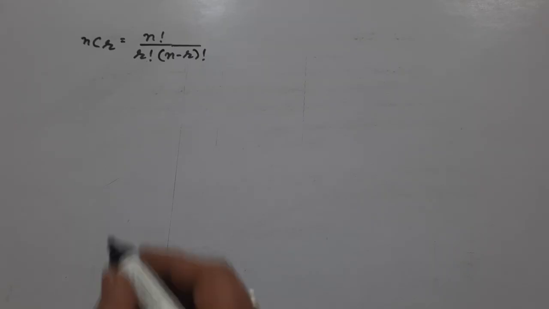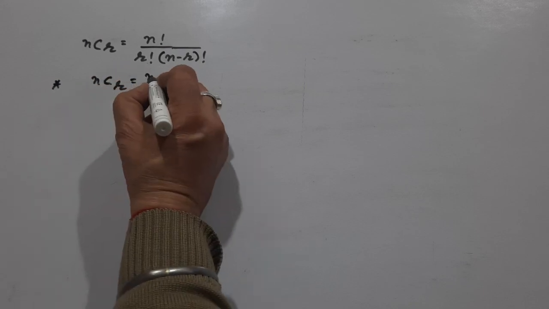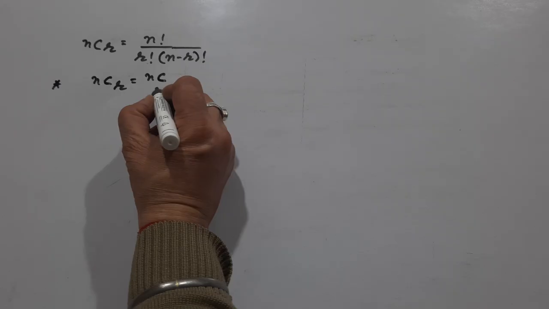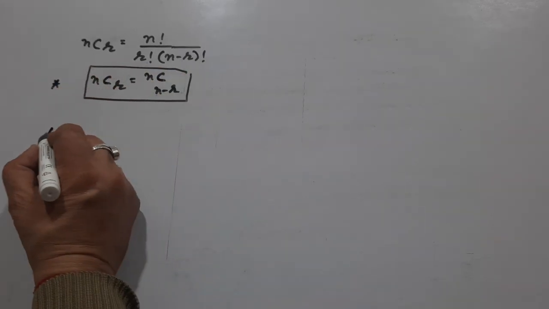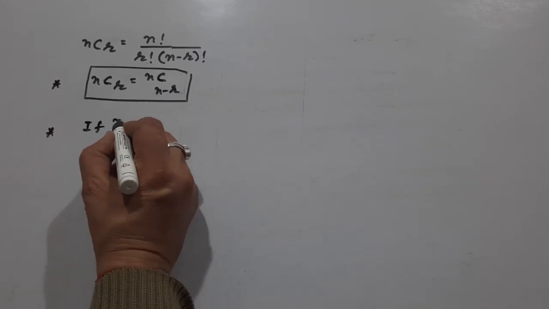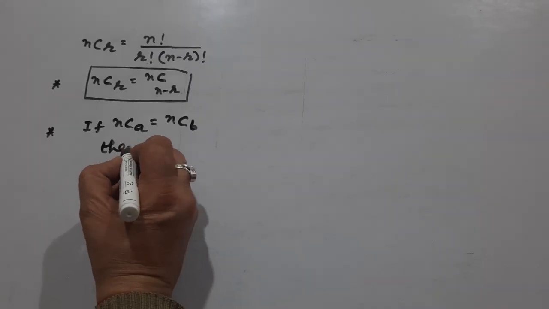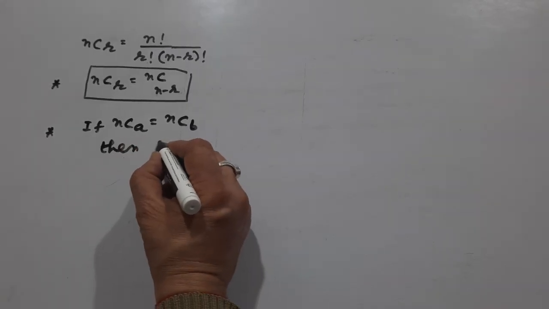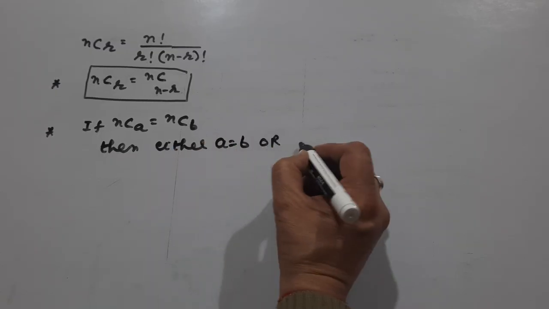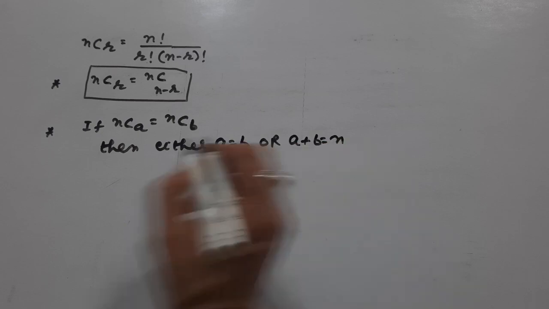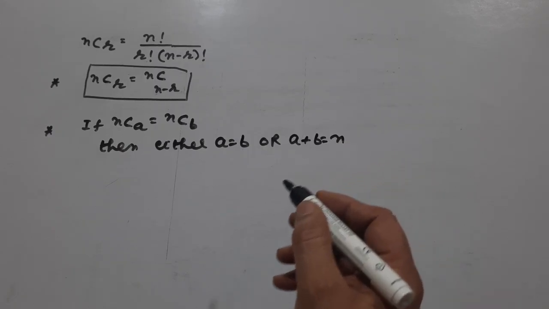Then students, some important points. nCr equals nC(n minus r). And then if nCa is equal to nCb, then we have either a equal to b or a plus b equal to n.